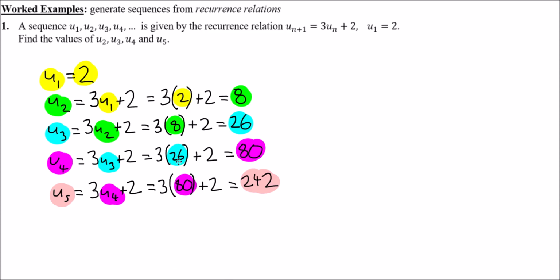So next, let's go and have a look at a second worked example. Slightly trickier, slightly more exam based.